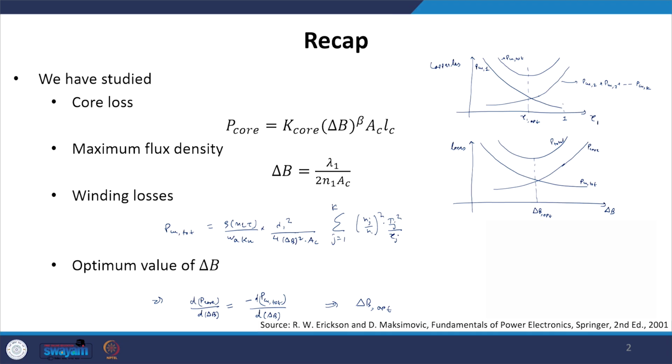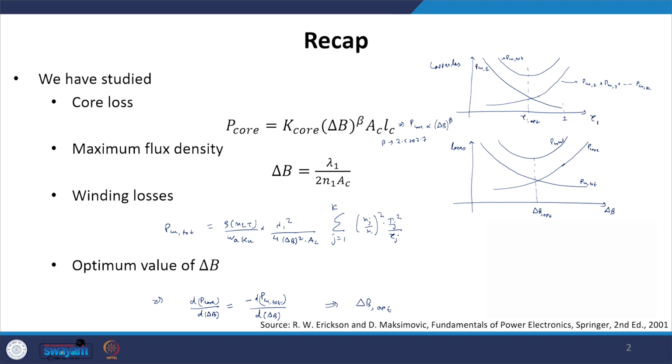So, in the last class we studied the core loss, which is given by P core equals K core into delta B raised to power beta A C L C, where delta B is the peak AC flux density. So P core is directly proportional to delta B raised to power beta, where beta is a material property which goes from 2.5 to 2.7 for ferrite material.